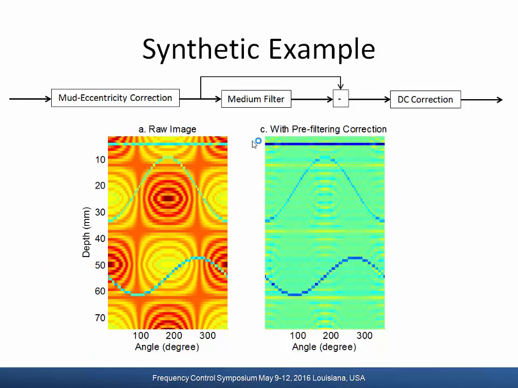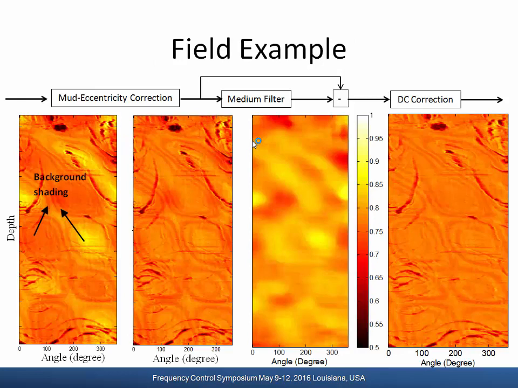And this is the final result. Although we still have high frequency residual showing in the background, if you compare with the original image, we see significant improvement. Okay, now let's go back to the field example which I showed in the beginning. This is the raw image, and this is the image after applying the mud eccentricity correction. So the shading effect is significantly reduced.